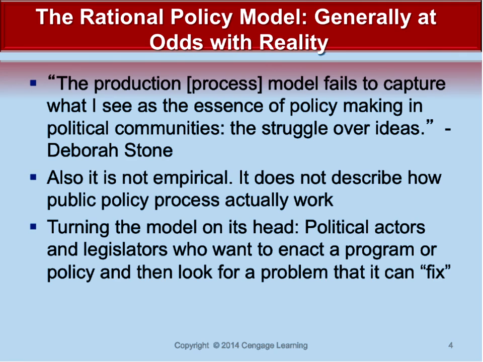Once they figure out what their policy priority is, then they look for a problem that it can solve. This is doing things backwards. All right? I want to do something, and therefore in order to sell that idea, I need to find a problem that it will fix, or something that will improve. This is the furthest thing from rational.